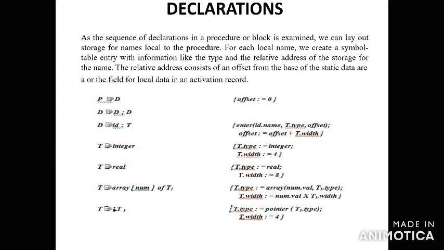So the type information for each and every value can be represented with some addresses. The addresses and type representation of the storage can be stored in the symbol table entry. Okay.